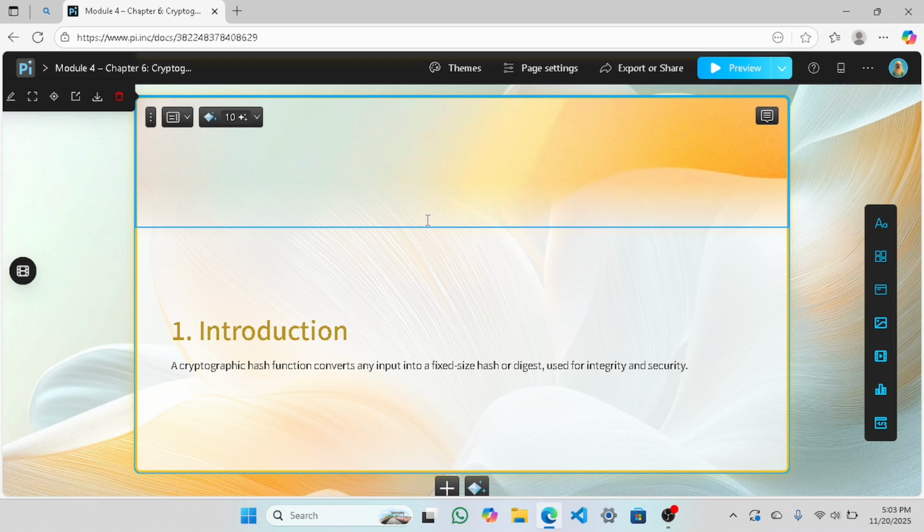Now, moving to the introduction part. What is a cryptographic hash? The function converts any input into a fixed hash or digest, used for integrity and security. What does that mean? Actually, a cryptographic hash function is a mathematical algorithm that converts any input data into a fixed-size output. That's called a hash or digest. For example, hello, its hash is 2CF something something when we use some algorithm. The output is always fixed length, unique, and extremely difficult to reverse.